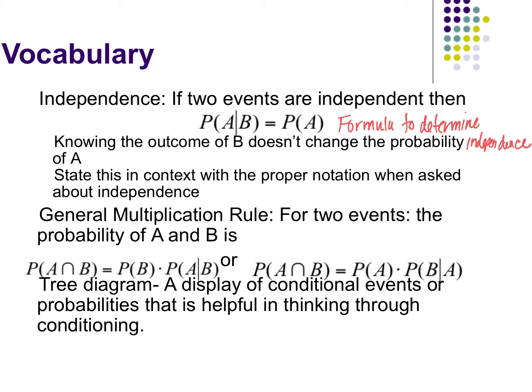The last chapter, when our probabilities were independent, we could just multiply the two probabilities together. But if it's not independent, the general multiplication rule for two events, the probability A and B, is the probability of B times the probability of A given B happened, or the probability of A times the probability of B happens given A happened.